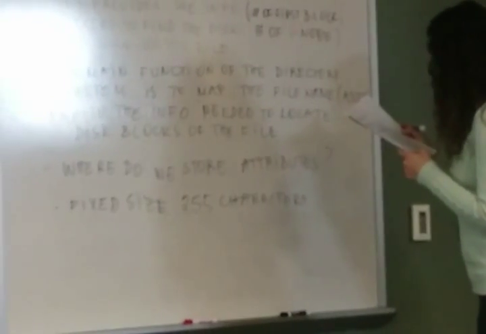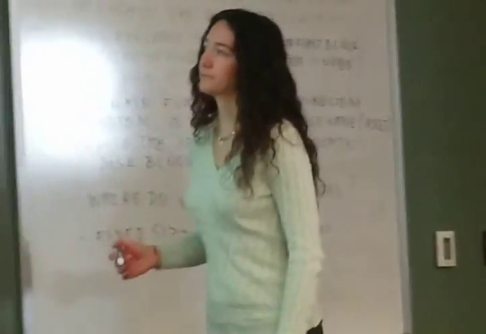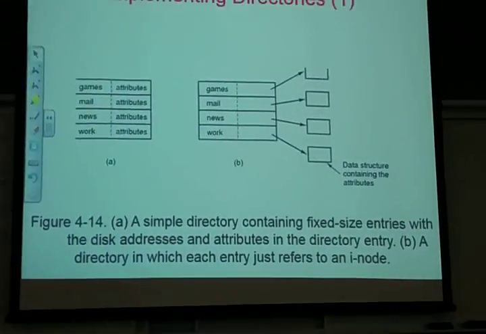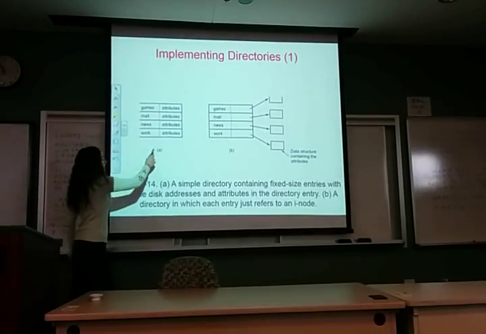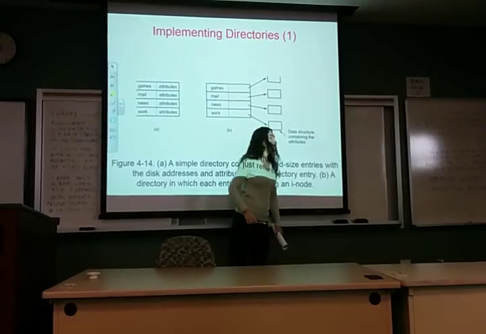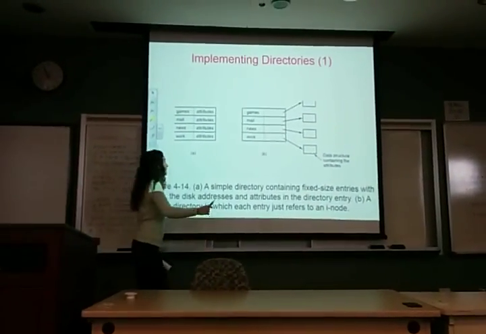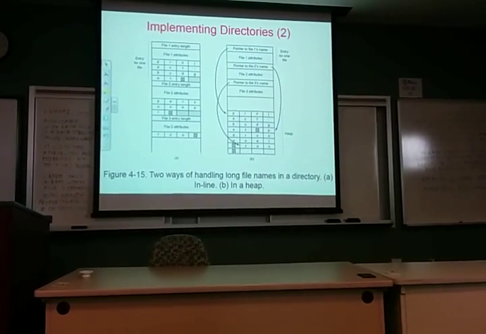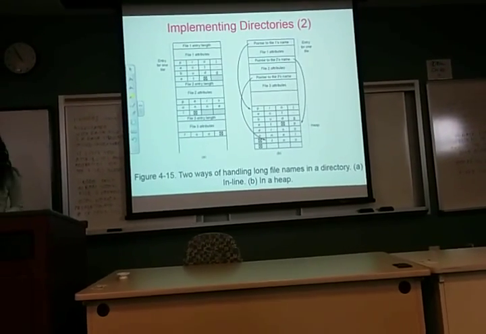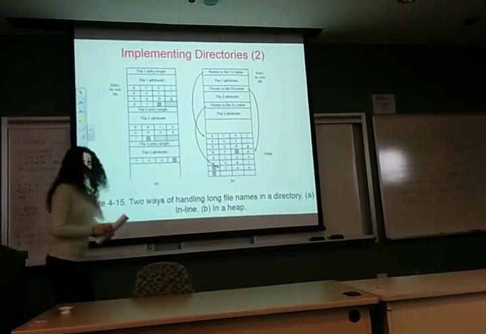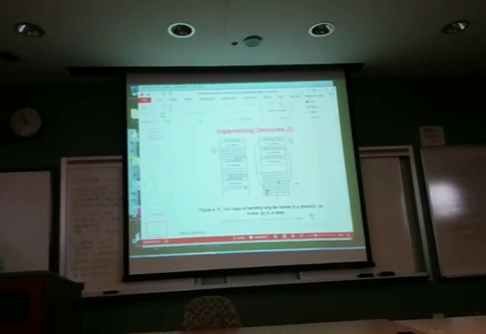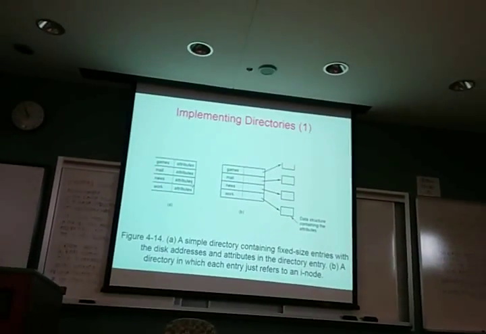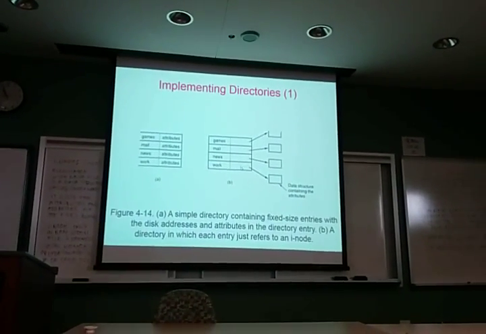Is that a good idea? What if some file has a shorter name than 255 characters? So it can be either a fixed size, or we can have a pointer to another structure that contains the attributes. And this way, the pointer is always the same size, so we're not wasting space. So we can either have a fixed size or we can have a data structure that stores the attributes. This is for the attributes.